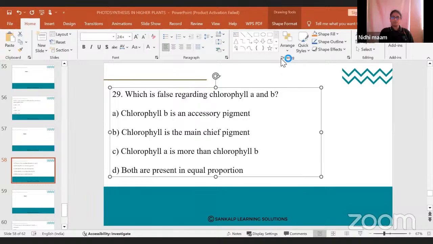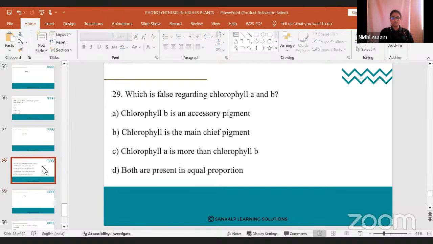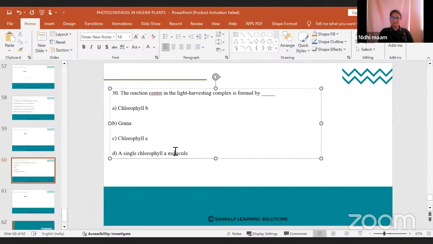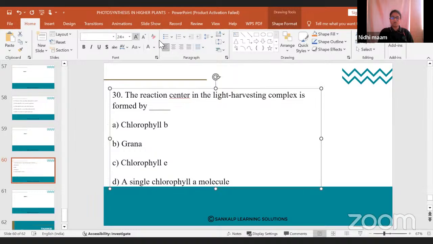Okay. So most of you answered it as option B. Some of you voted for option C and option D. So which is false regarding chlorophyll A and chlorophyll B? Chaitanya answered through the chat box. The right answer is option D. Both are present in equal proportion. Chlorophyll A and chlorophyll B are not in equal proportion. Next question. The reaction center in the light harvesting complex is formed by what?